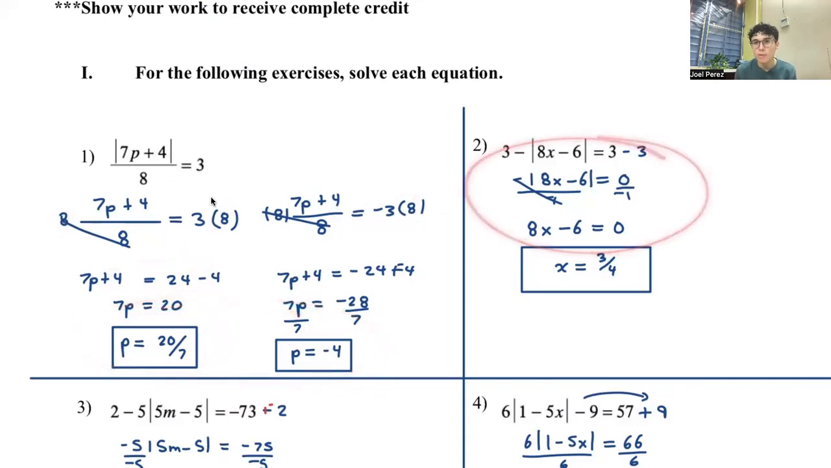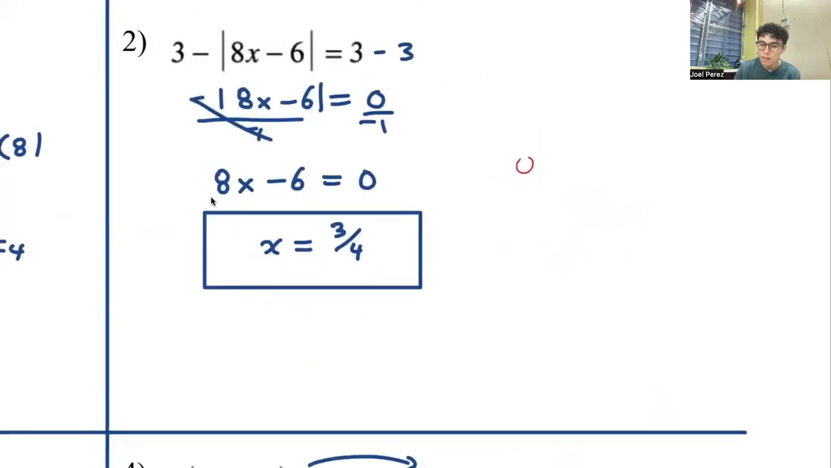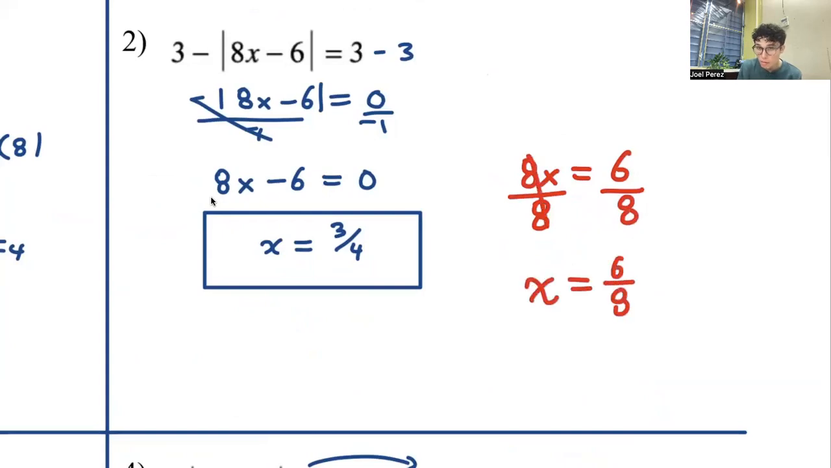On this one, it's a little different because here you have a value in front of the absolute value. So what you have to do is move the 3 to the right side, and it will be 3 minus 3. That equals 0. And then you divide by -1, so you can take this negative out. It will be 0 over -1, and 0 over -1 is 0. Then you move the 6 to this side, it will be 8x equals 6. You divide by 8, x equals 6 over 8. You can simplify by 2, and it equals 3 over 4.